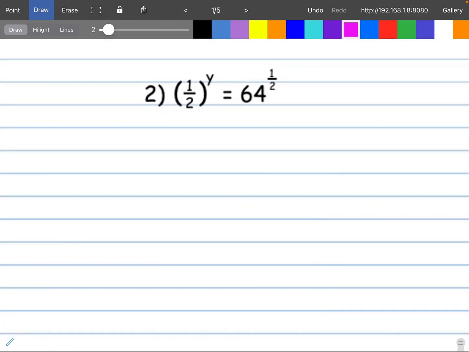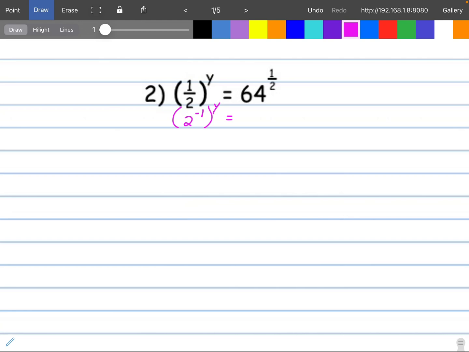Now, number 2 is going to work the same way, because my bases right now are 1/2 and 64. Now, I don't want to write 64 using a base of 1/2, but I can rewrite both of those bases using a base of 2. So I'm going to rewrite both of them. So I know that 1/2 is 2 to the negative 1 power, and then that 1/2 was still raised to the y power. So we'll take care of that in a minute.